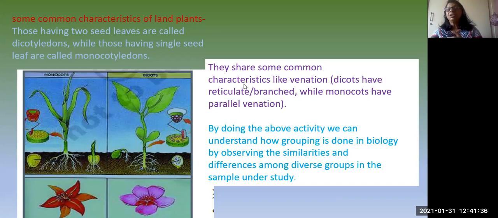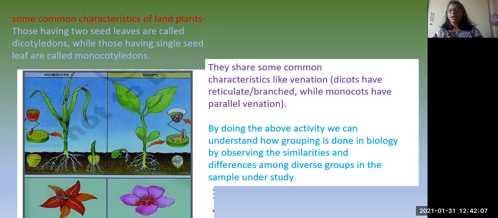And they also share some common characters, like venation. Dicots have reticulate or branched, I told you, pinnate venation, while monocots have parallel venation or palmate venation, both are the same. And by doing the above activities, what we can understand, after seeing these characters, is that they have been grouped into what?